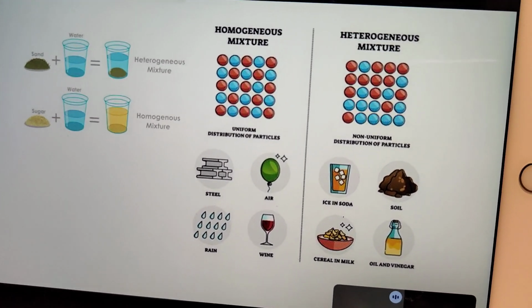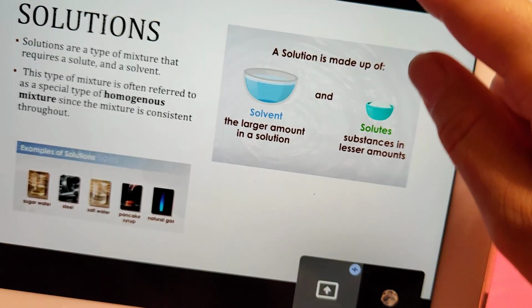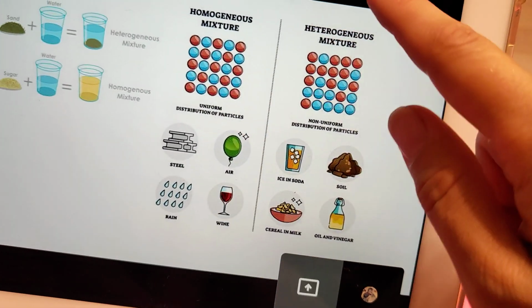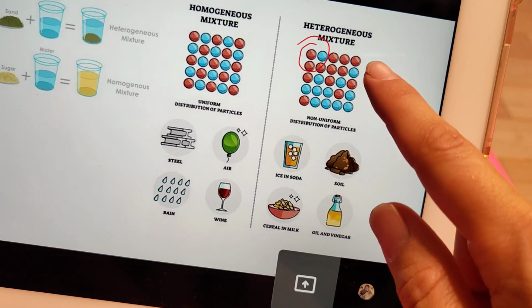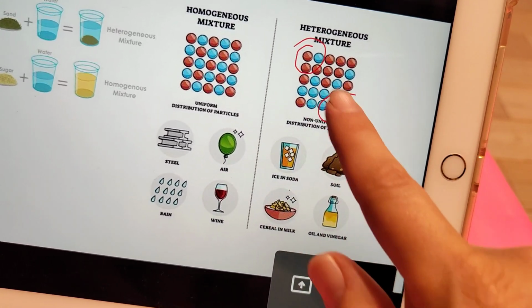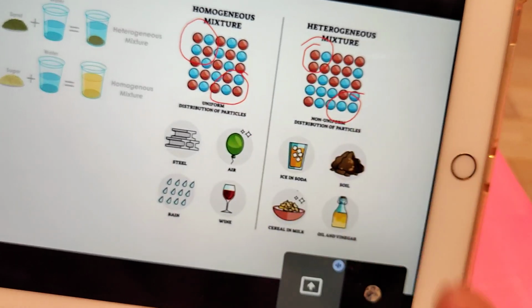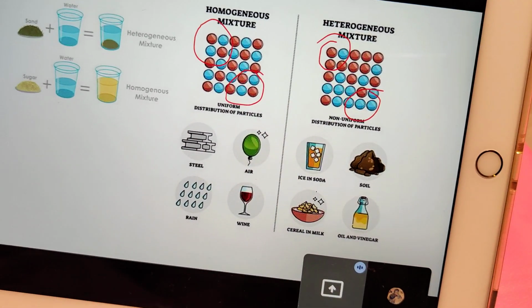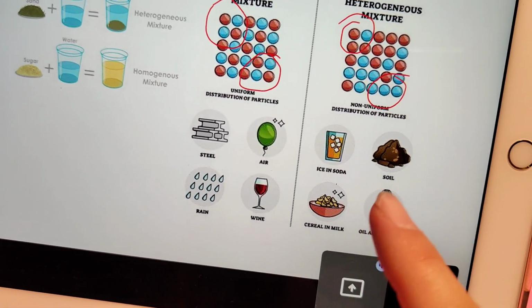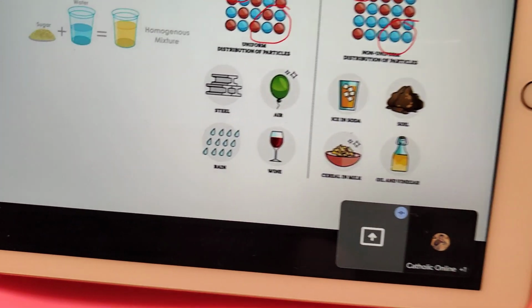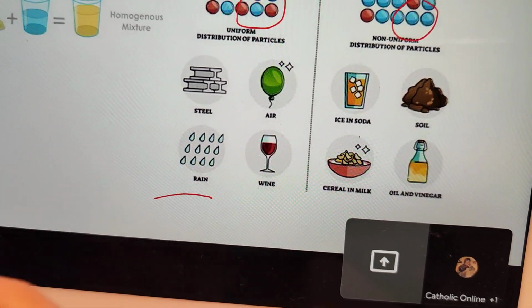You can see the red and blue circles. Where's the pen? You said you can use the pen. See, like here and here, it's not the same. And for example, here and here, it's totally the same. So homogeneous is uniform distribution of particles, and heterogeneous has non-uniform distribution. This is also our examples. You don't have to read those. Okay, next slide, please.